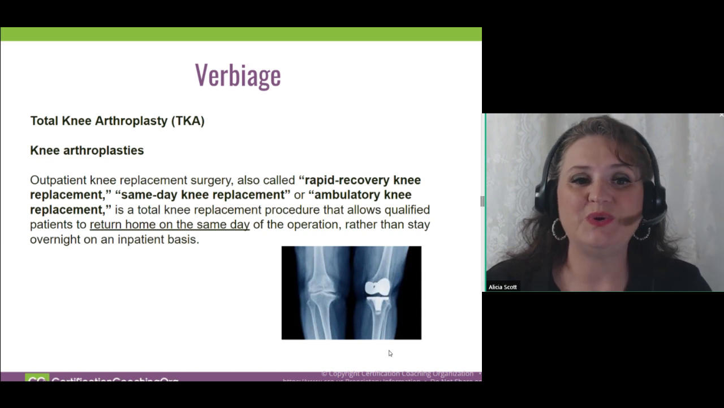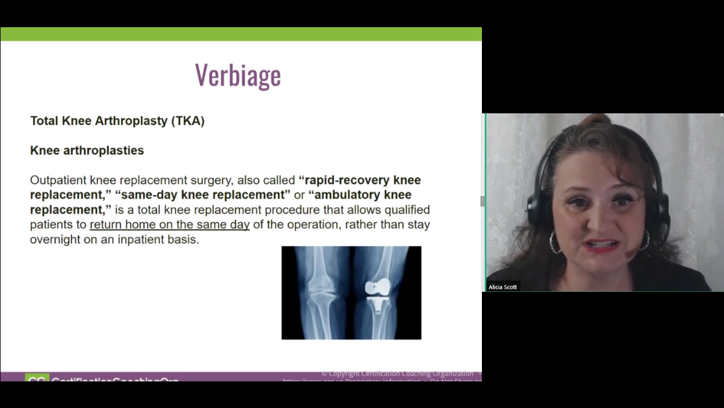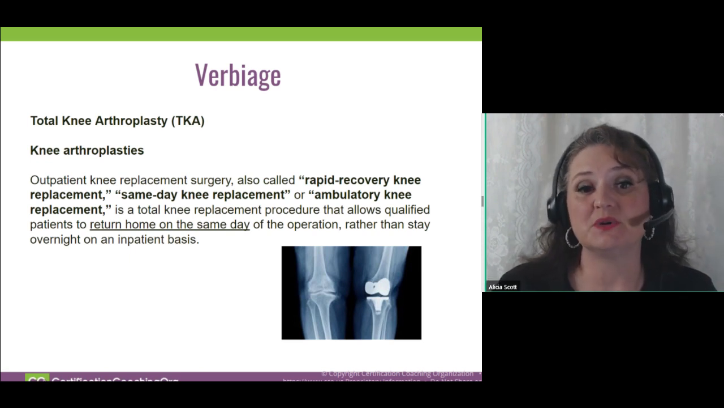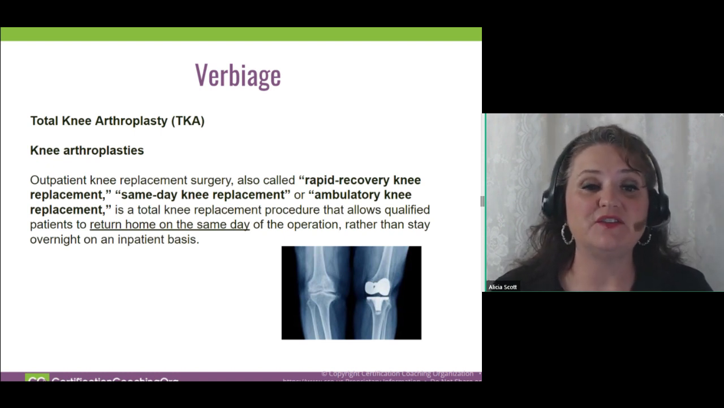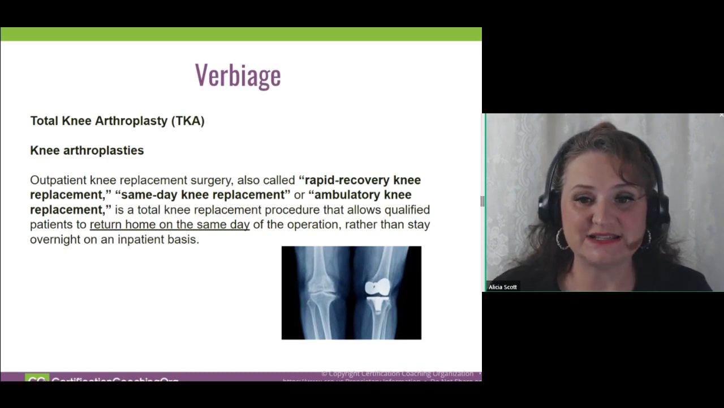Verbiage also, we keep saying knee replacement, but the proper verbiage is total knee arthroplasty, because plasty is repair. And so TKA, you'll see TKA. And then if it's a partial, it's called a PKA. So it's any type of knee arthroplasties.